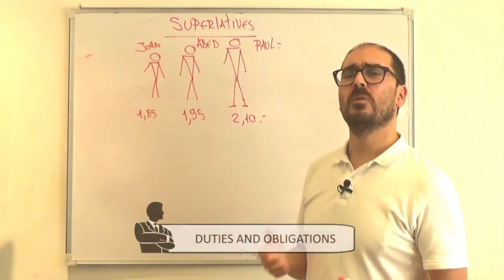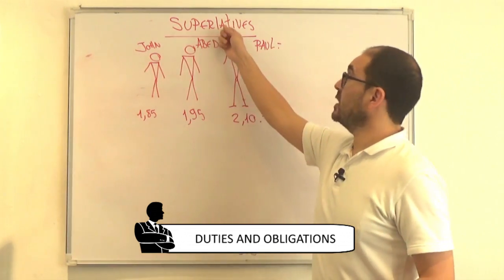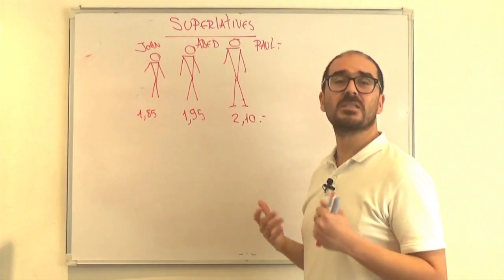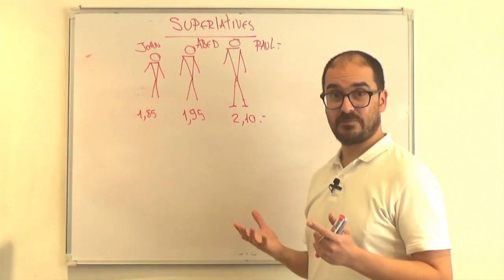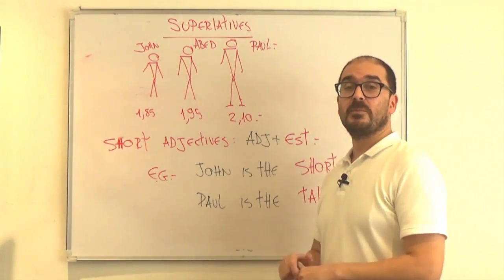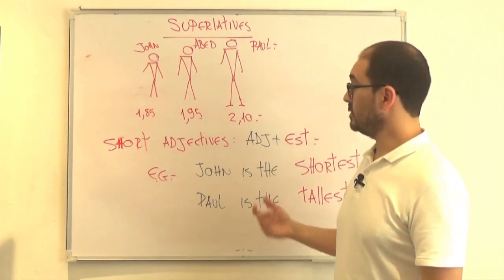So what happens when we're comparing more than two items? We're going to use superlatives. Okay? It's going to be shorter, and it's going to be a very simple way to compare multiple items at once. Okay. How do we solve this problem? We're going to use superlatives to compare the three of them at once.